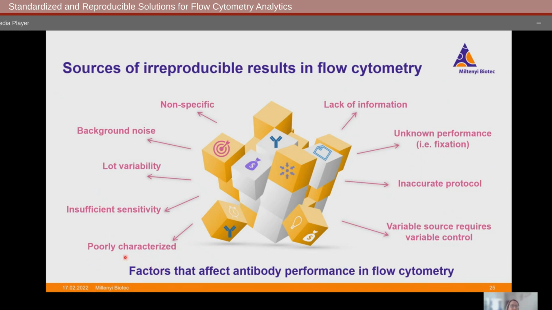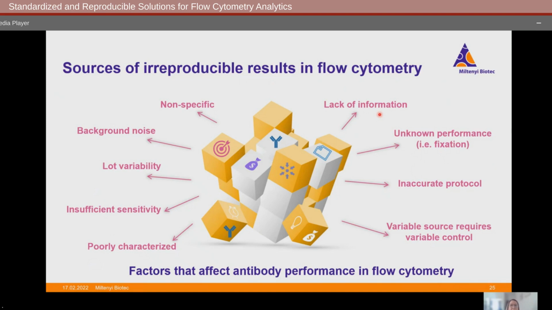With antibodies, a lot of those out there on the market are very poorly characterized. They may not have sufficient sensitivity. Lot-to-lot groups of antibodies can vary widely in performance and how they bind. There can be a lot of background noise. They may be non-specific to the target that you're actually trying to understand. The manufacturer may not have a lot of information on it, so you as a researcher may need to do a lot more investigation on your end to get more data out of it.